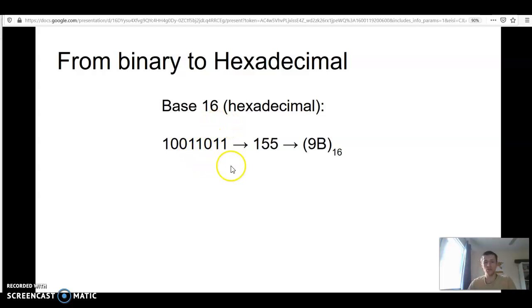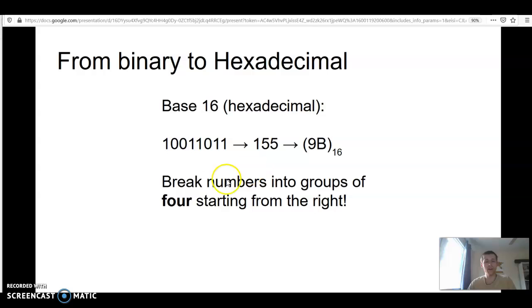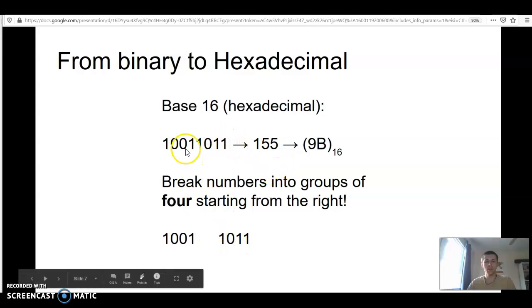Alright, so let's try it. We have this binary number. If you use your flippy-do, you can convert it into decimal. It's 155. And we're going to make the case that it's going to be 9B in base 16. Let's justify that. Break the numbers into groups, starting from the right. Always go from the right. So we're going to have 1, 1, 0, 1, 1, 0, 0, 1, like so.